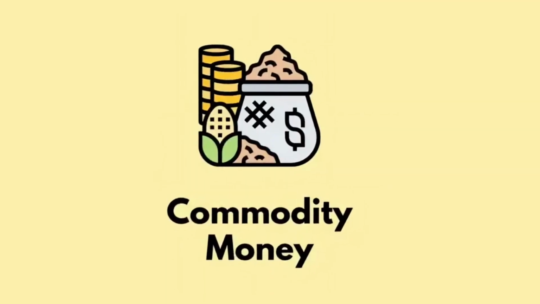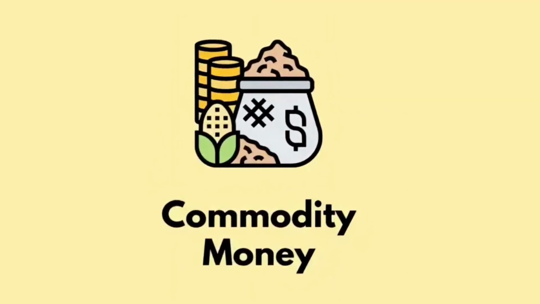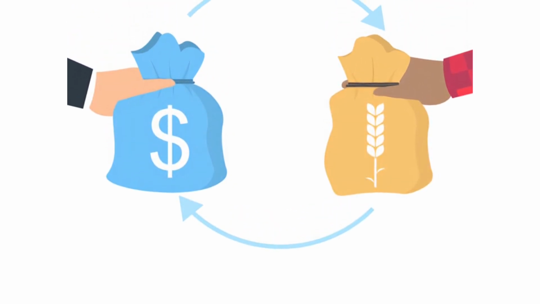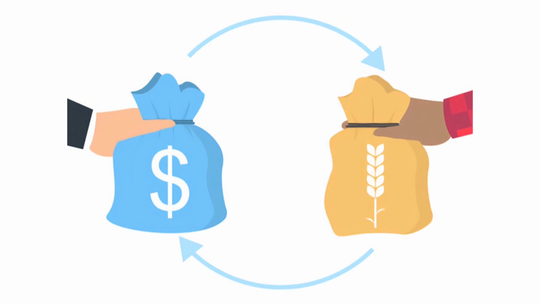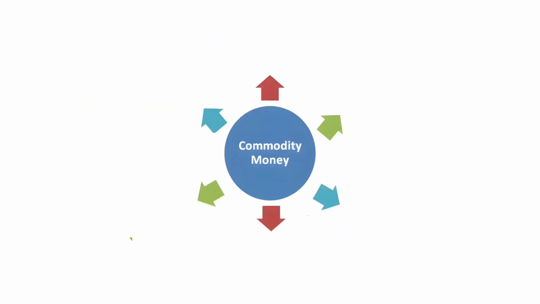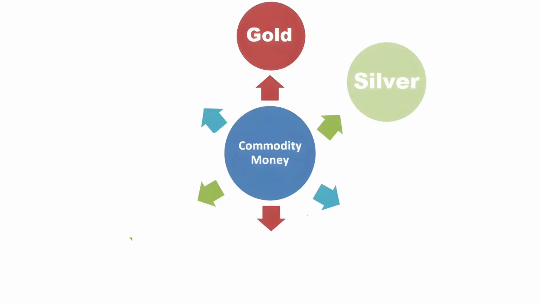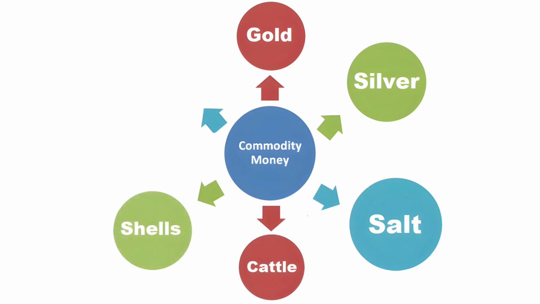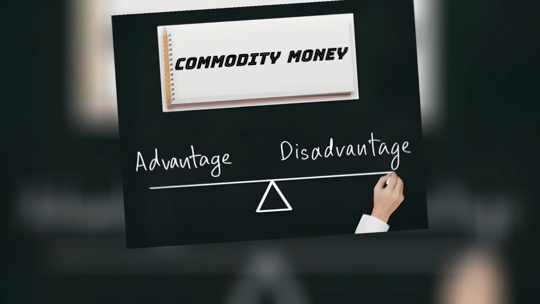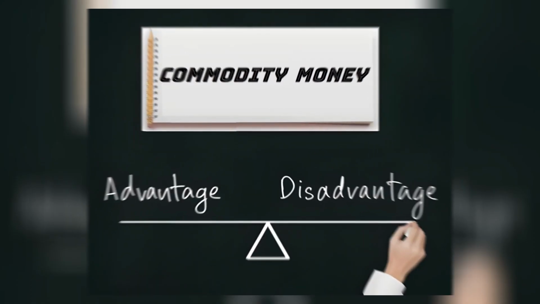The second type of money that we are going to talk about is commodity money. Commodity money is money that has intrinsic value or can be exchanged for something else of value. Examples of commodity money include gold, silver, salt, cattle, shells, tobacco, etc. Commodity money has been used throughout history as a form of money. Commodity money has some advantages and disadvantages.